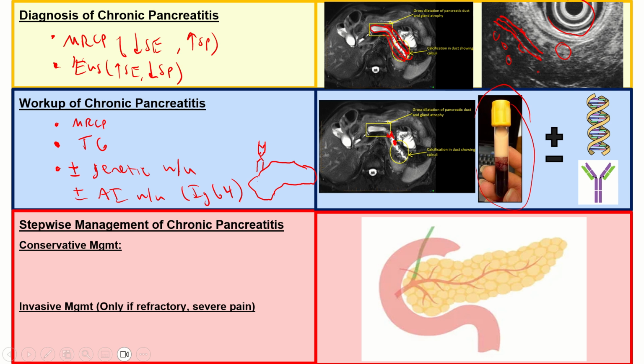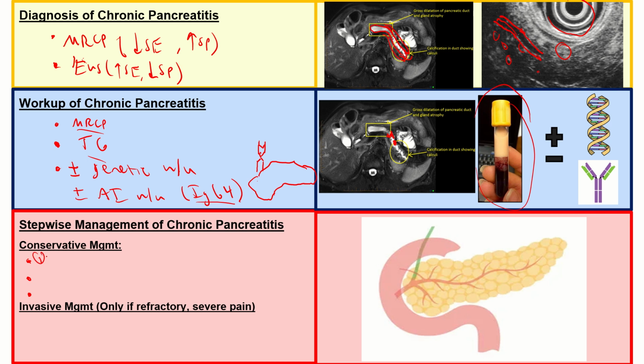So you don't always need to think about working up for IgG4, but if you do, you can check a serum IgG4, or you can subsequently do a biopsy and stain for IgG4 as well. But the ones you always want to check are going to be MRCP and triglycerides. And now the big thing is, how do you treat these patients? It's high risk for them to develop opioid use disorder over a long period of time because of subsequent pain. So the big interventions that you want to do.